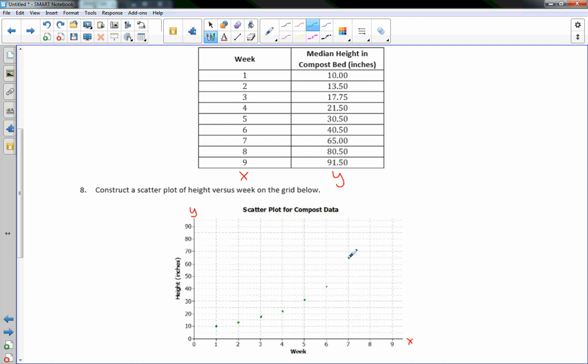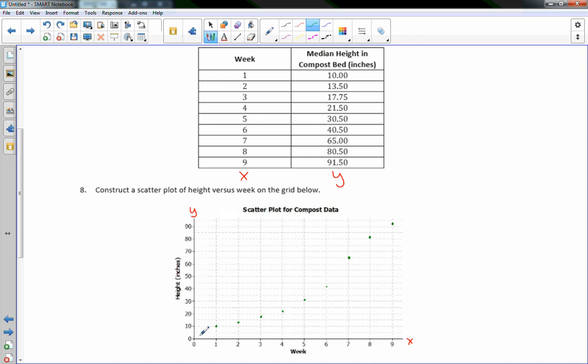I have a feeling compost is a better go if you want large dahlias. 8, 80.5, so right about here. And number 9 is 91.5, which is approximately there.